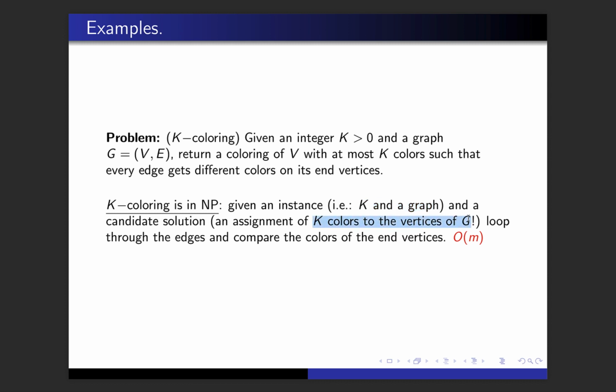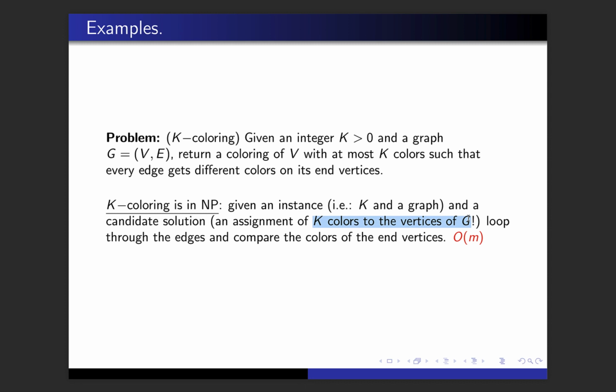If you want, think that you're getting a function that takes every vertex to a number from 1 to k. Every number represents a color, and then you're assigning a color to every vertex. What do we need to do to verify whether or not this is a solution? Well, one simple way is to go through the edges one by one. I will compare the colors at the vertices ending this edge.